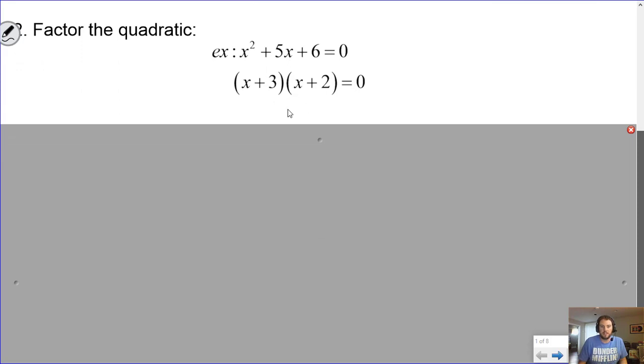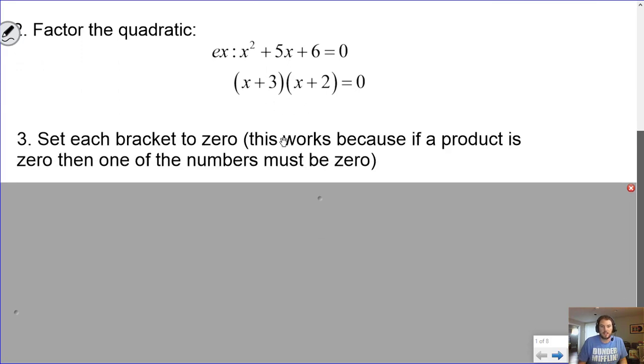Once you have these two brackets, your next step is to take each of those brackets separately and set them equal to 0. So set each bracket to 0. This works because the product of any number times 0 is how we're going to get this answer 0. So if this bracket were 0, this bracket could be any other number because 0 times any number gives us 0. And then the opposite is also true.